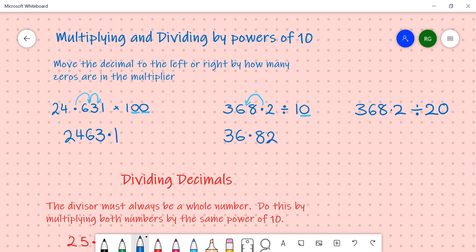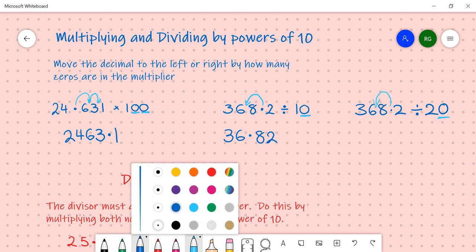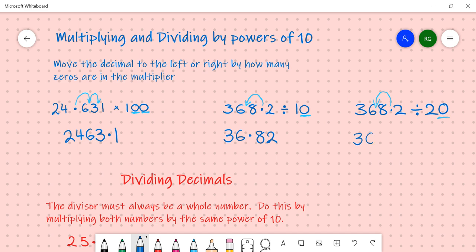If the question was something like, let's use the same example, but instead of 10, it was actually 20, we can undergo the same process. I would first, again, count how many zeros there are, move the decimal place. Now I've got 36.82, but I've only divided it by 10 so far, so I still need to divide it by 2. And then I'm going to get 18.41 because that's been divided by 2. So if I had the problem where it was multiplying by 300, I would multiply it by 100 and then multiply it by 3.